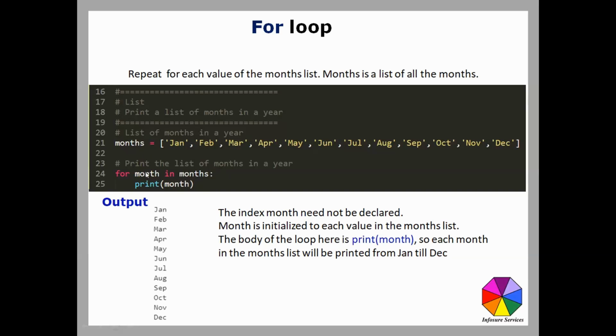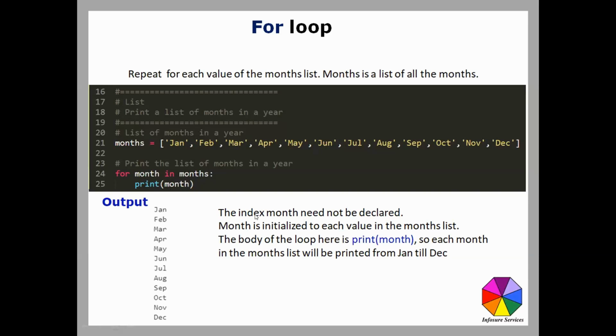You don't need any declaration. This month will automatically adjust to the data type, and it will pick the value of each element of this list. Each element of the list is automatically assigned. No declaration, nothing. So for month in months, it's like English language itself. Then what it does is I'm printing month, that particular, we call this an index. So it's an index of the for loop. So for month in months, print month.